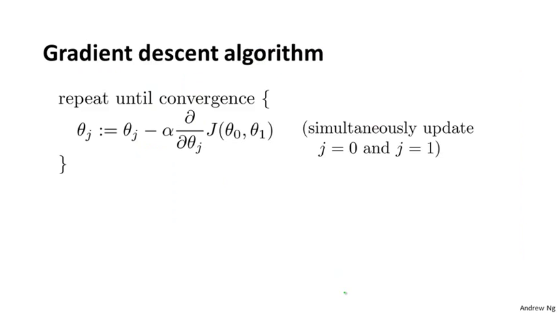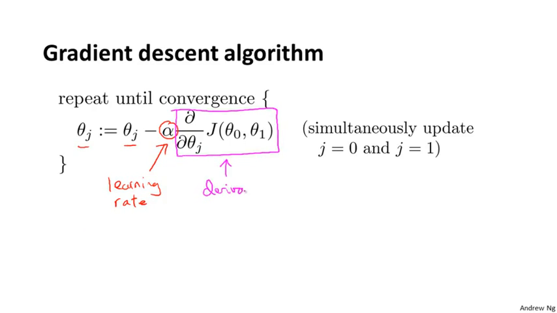Here's the gradient descent algorithm that we saw last time. And just to remind you, this parameter or this term alpha is called the learning rate, and it controls how big a step we take when updating my parameter theta j. And this second term here is the derivative term. And what I want to do in this video is give you better intuition about what each of these two terms is doing and why, when put together, this entire update makes sense.